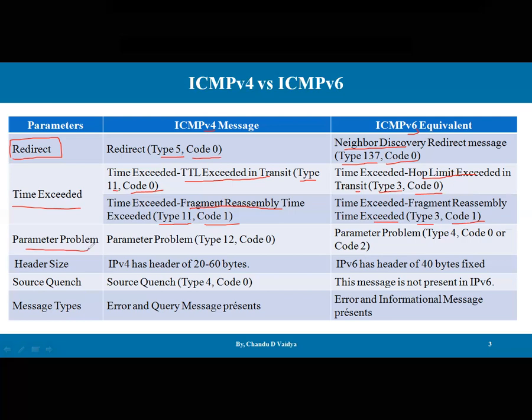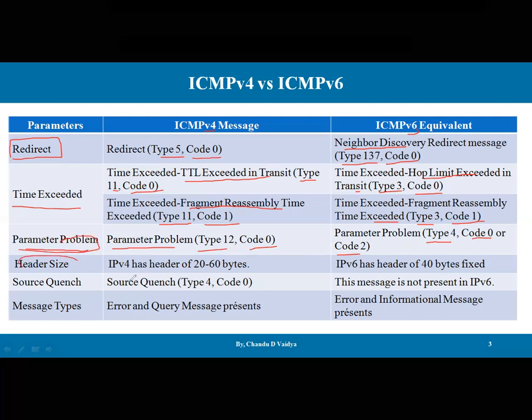Now parameter problem. The parameter problem relates to the header itself. It is not a general error; the problem is related to a field in IP version 4 and IP version 6. In IP version 4, parameter problem is type 12 and code 0. In IP version 6, parameter problem is type 4, with code 0 or code 2. There can be two codes. Say there is ambiguity, a field is missing, or an incorrect value is set in a field. That is the parameter problem.